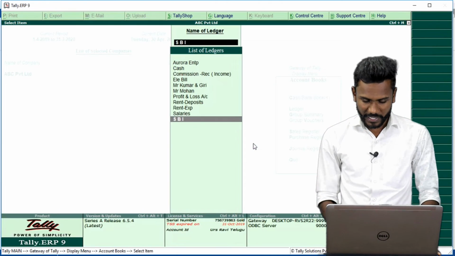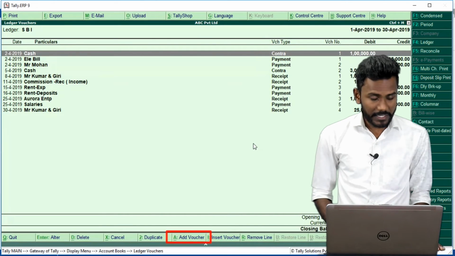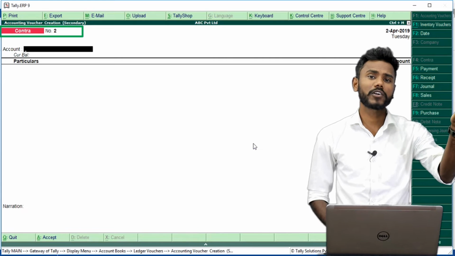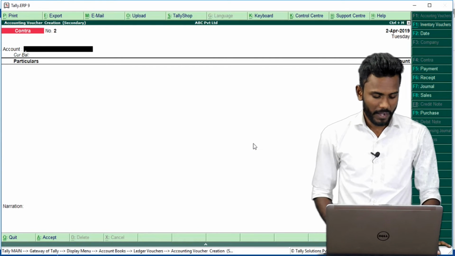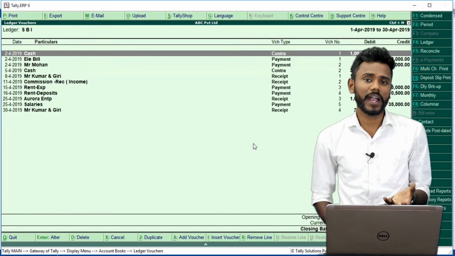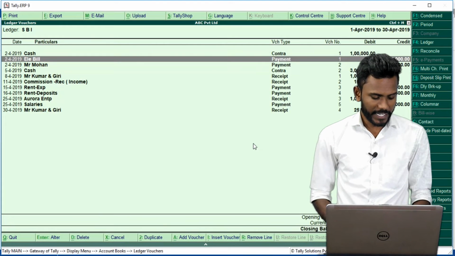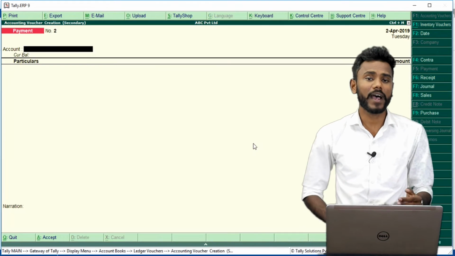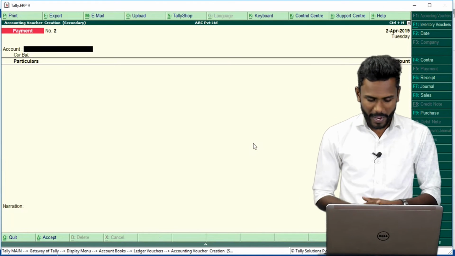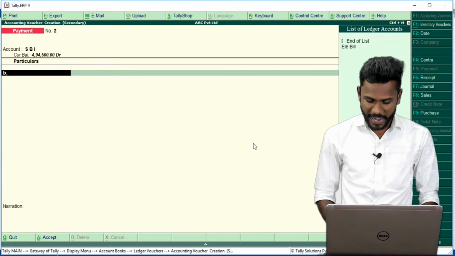Now here I just show an example. The path was located in the contra voucher, so if you press Alt A, that takes you to add a new voucher in the contra voucher. Now I wanted to add a payment voucher, so just keep your path on the payment voucher and directly press Alt plus A in order to add a new voucher. Now I'm going to add on 2nd April, select the bank and select bank charges.